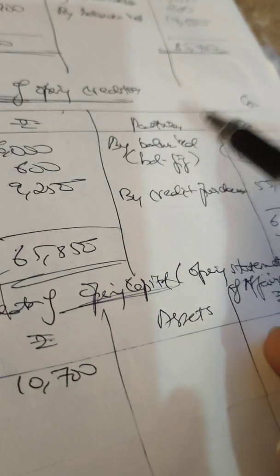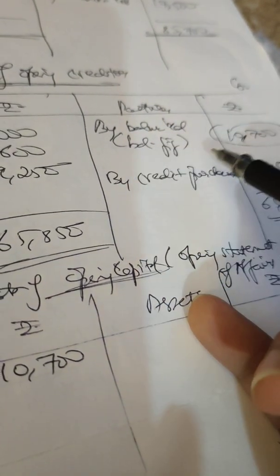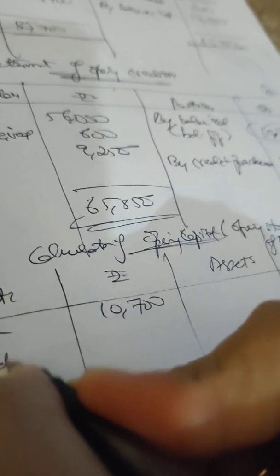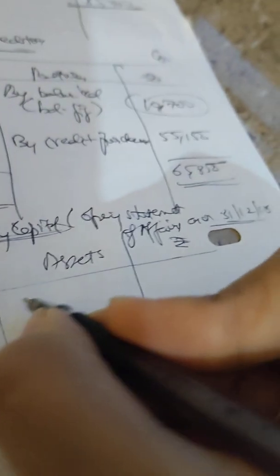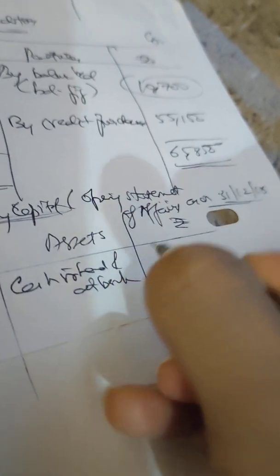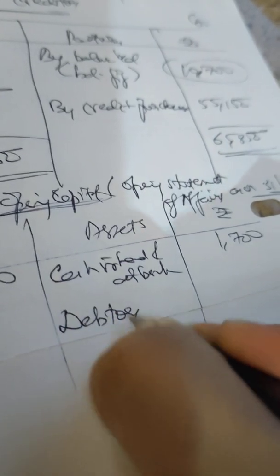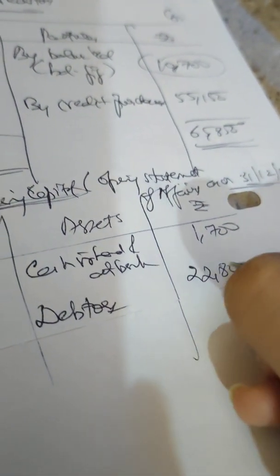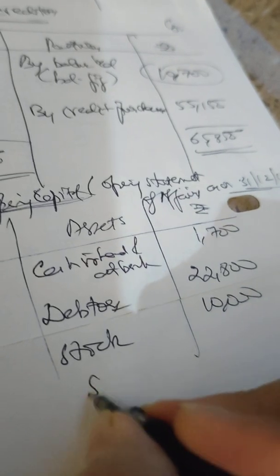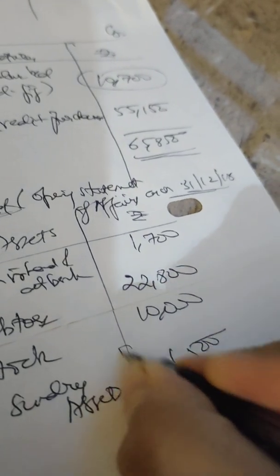Normally we prepare the opening capital in the beginning, but we can't do that for this question. Why? Because opening values are not found. It's a missing figure. That's why. Then we have capital. We don't know that, so it's a balancing figure. Then we have cash in hand and at bank, given in the question, opening 1,700. Then we have debtors, which we found just now, 22,800. Then we have opening stock, given as 10,000. Then we have sundry assets, 1,500. So we have found all these things.